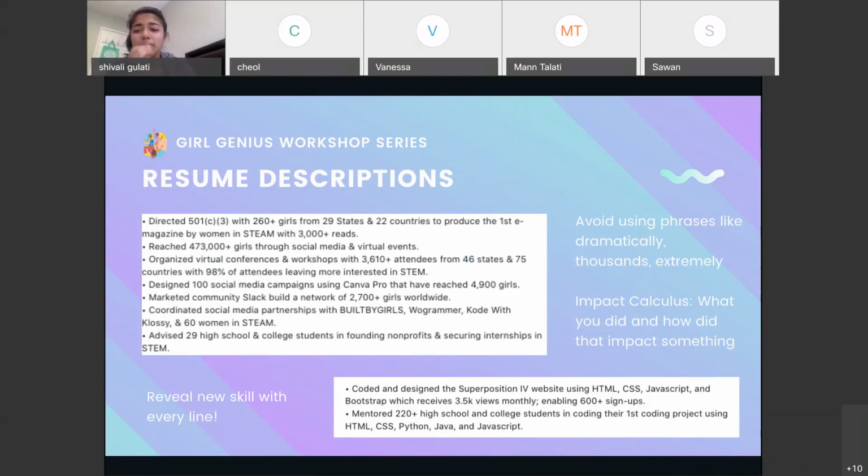I also really don't recommend using words like dramatically, thousands, and extremely, because again, these are really vague and they don't paint the picture really well. If you read all of these, you can really tell how I did these things. Saying I increased app downloads dramatically, what does that mean? That could be 1,000 app downloads, or you could be hyping yourself up, and that could really be five. So be honest, really show your stuff, and avoid using those words because they're super vague.